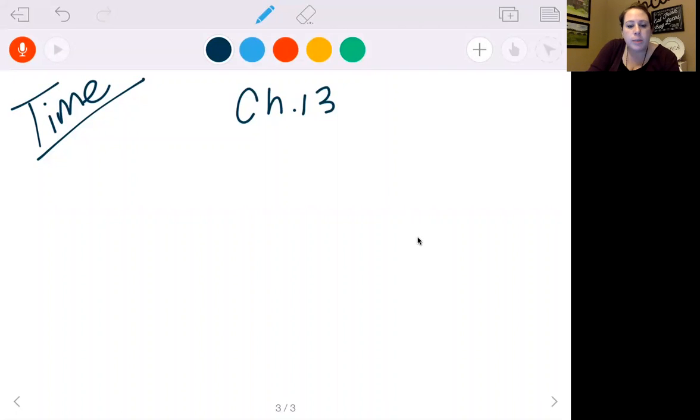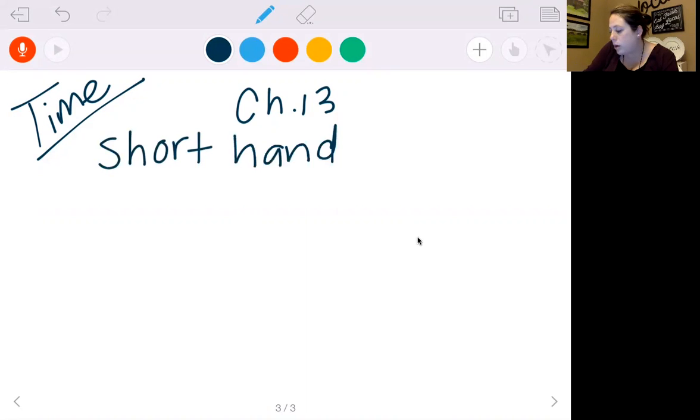So the first page I'm on is chapter 13, lesson 1, and it says Stella sets her alarm for the time shown on the clock. What time is it? Well, the first thing you need to know are a couple things. The first thing is the shorthand equals the hour. When you're looking at a clock and it's an analog clock, not a digital one, the shorthand is what's going to tell you the hour. The longhand tells you the minutes.